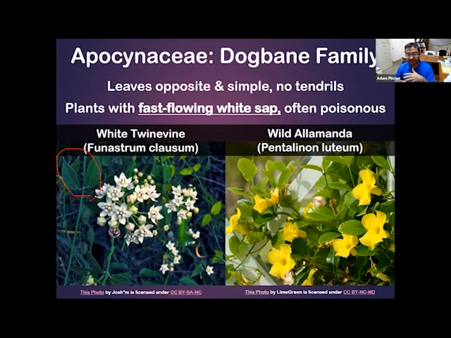But one of the easiest ways to recognize them is the sap. And the thing about the plants in this family, really any family that has white sap, you should just assume that it's poisonous. But the plants in this family especially can be extremely poisonous. This is the same family as oleander, a lot of other really poisonous plants. And the sap especially is poisonous.